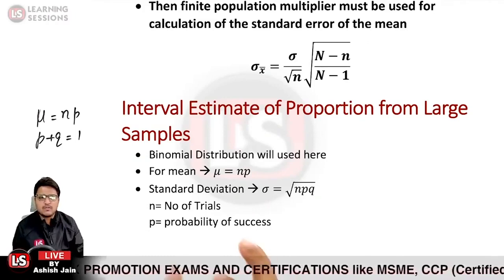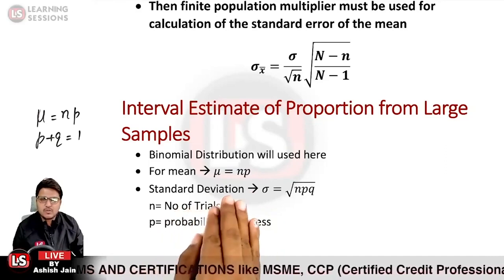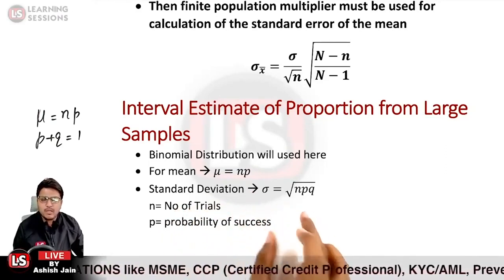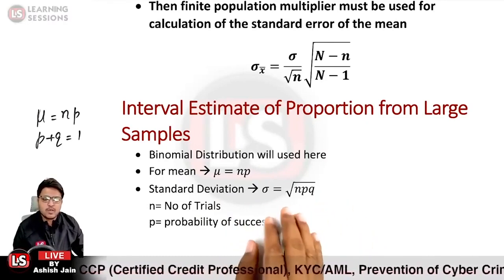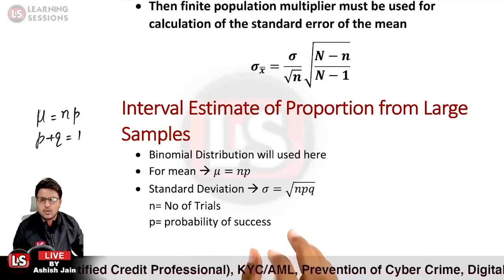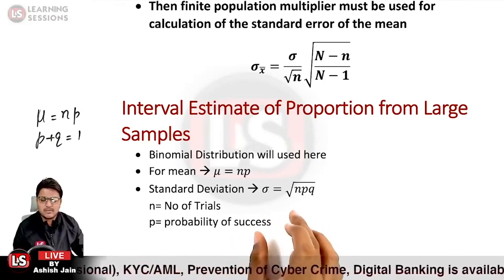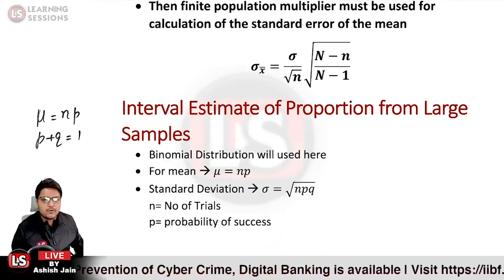Okay. So in that particular case, what would the mean be? The mean of the population we are talking about, mu, is equal to NP, and further the standard deviation sigma is equal to the square root of NPQ. N is the number of total trials, the total number of events that we are having, and P is the probability of success, and Q is the probability of failure.